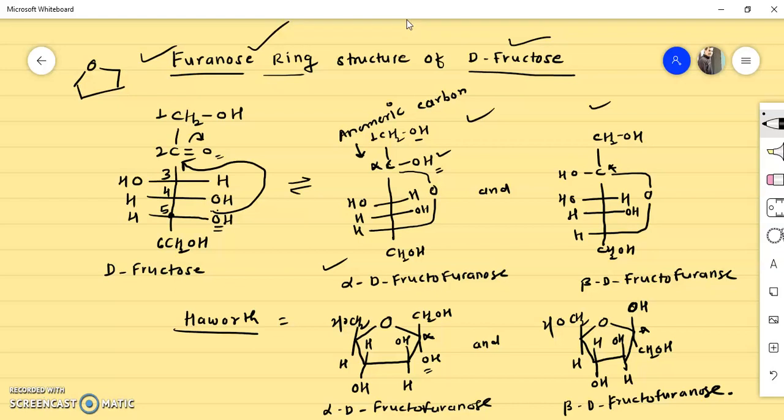So it is very simple. The most important thing is we need to remember the structure of D fructose. If you don't remember the structure of D fructose, then you cannot draw this alpha D fructofuranose and beta D fructofuranose form. So remember this structure, and only then you can draw this. So from this open chain Fischer projection form, you can easily draw alpha D fructofuranose and beta D fructofuranose form in a Fischer form, and then from that form you can easily draw them in a Haworth form. So this is all about the furanose ring structures of D fructose.